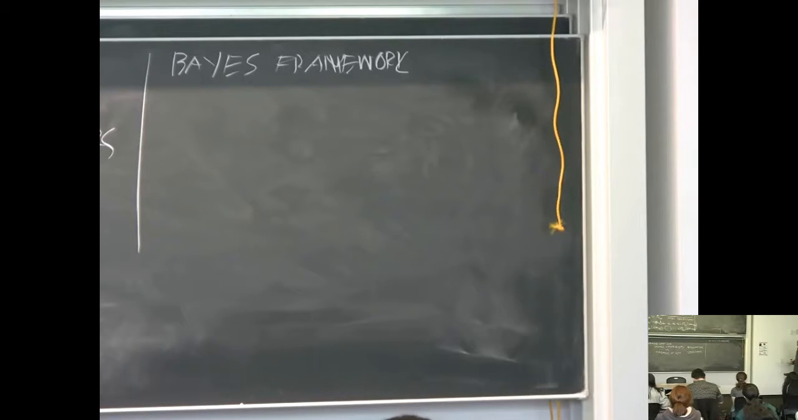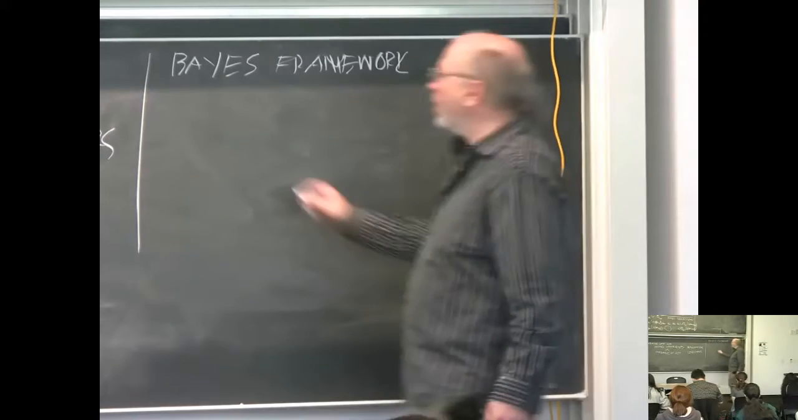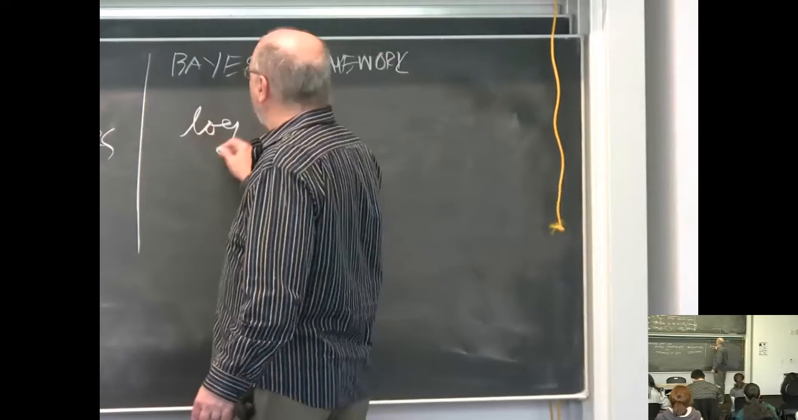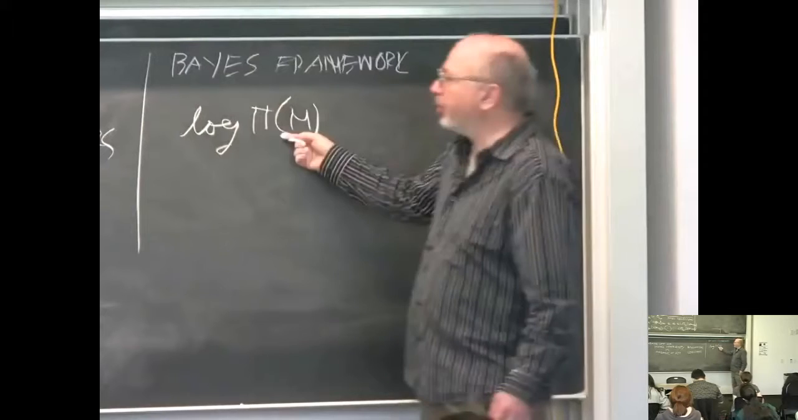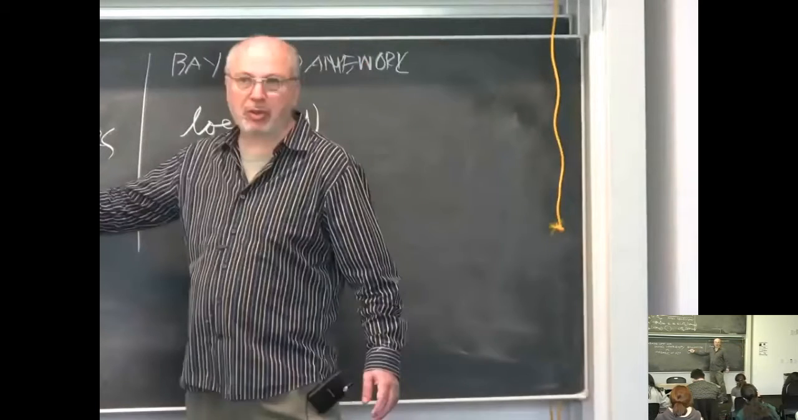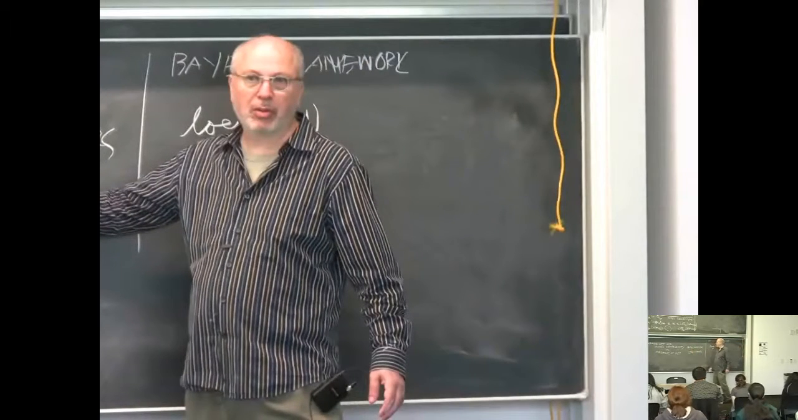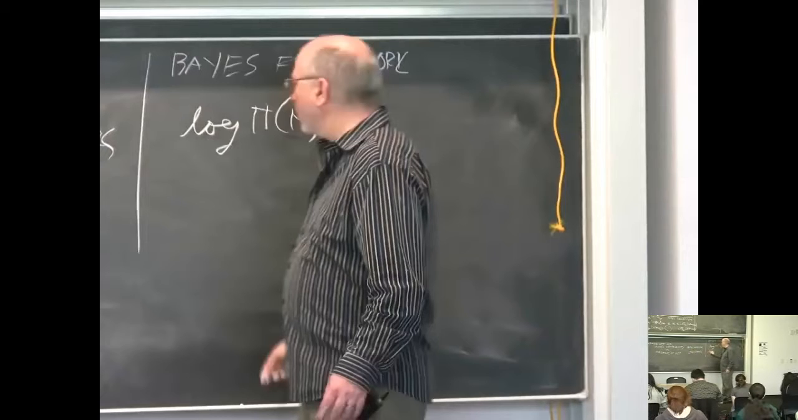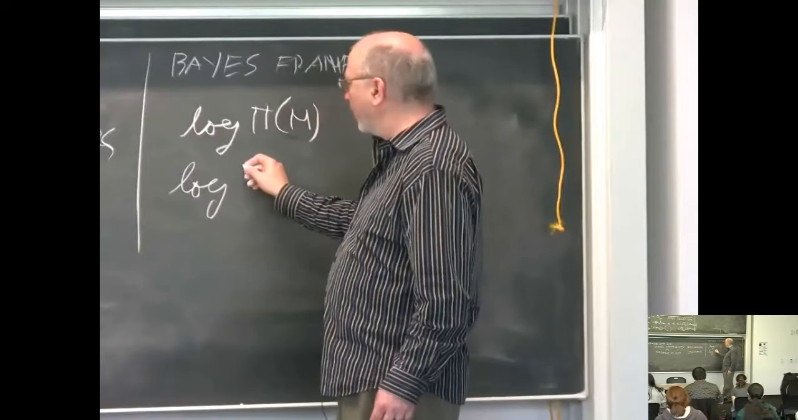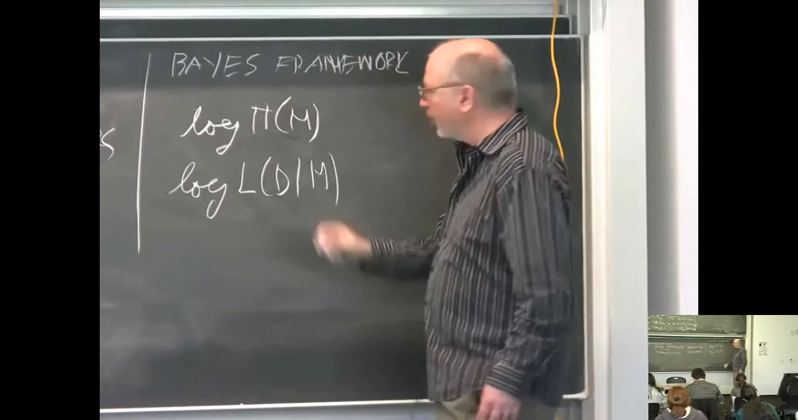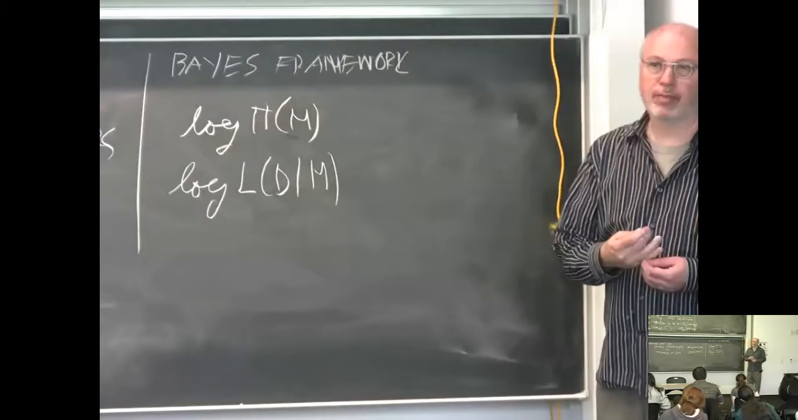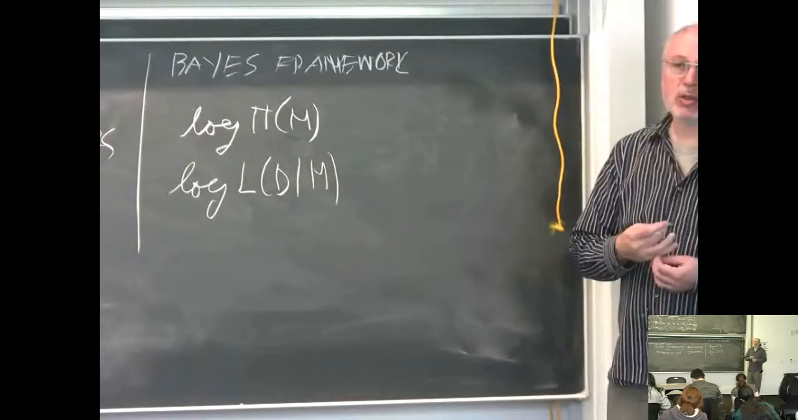So what you're going to compare is the log of the prior over the model, that plays the role of the complexity, or the number of parameters, to the log of the likelihood of the data given the model. And by compare, you want their sum to be minimized.